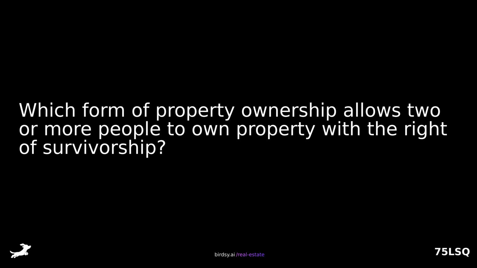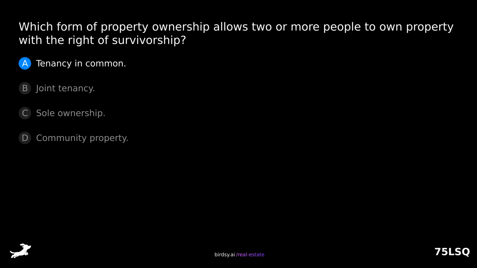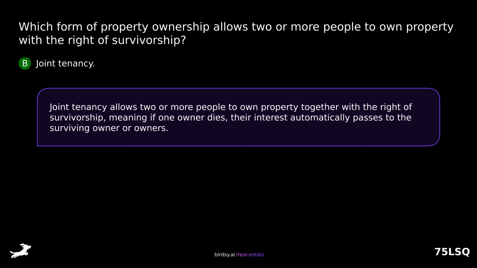Which form of property ownership allows two or more people to own property with the right of survivorship? Is it A, tenancy in common, B, joint tenancy, C, sole ownership, or D, community property? The correct answer is B, joint tenancy. Joint tenancy allows two or more people to own property together with the right of survivorship, meaning if one owner dies, their interest automatically passes to the surviving owner or owners.